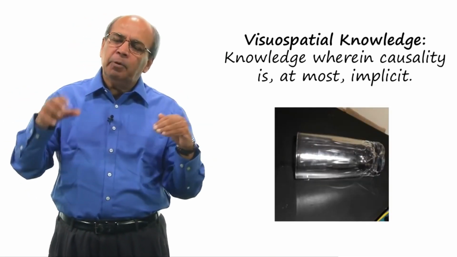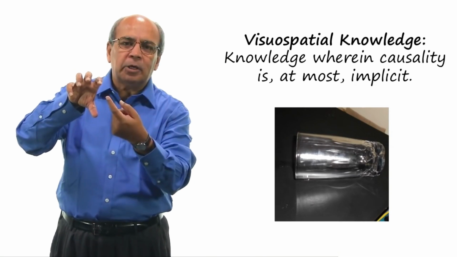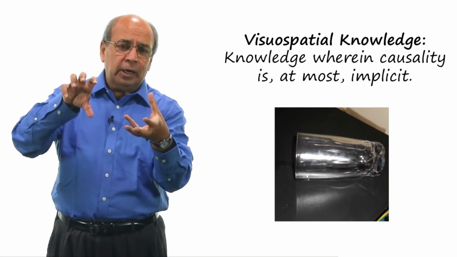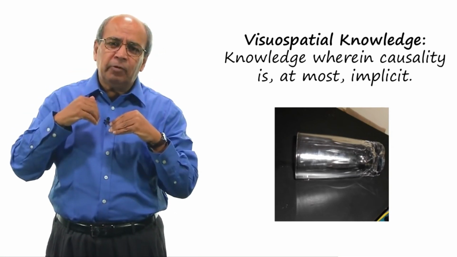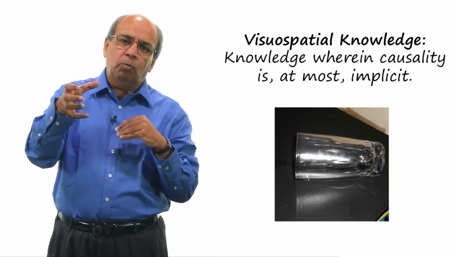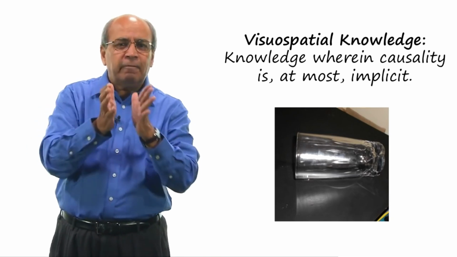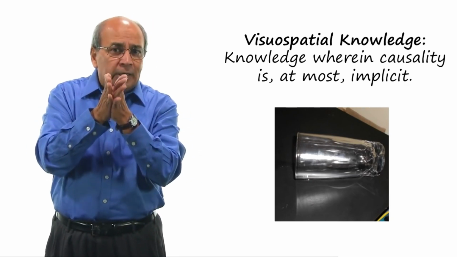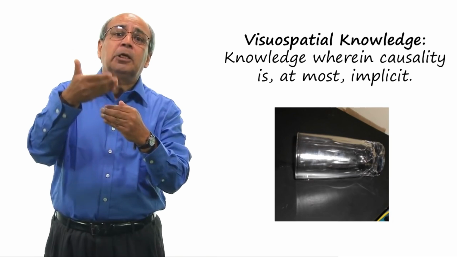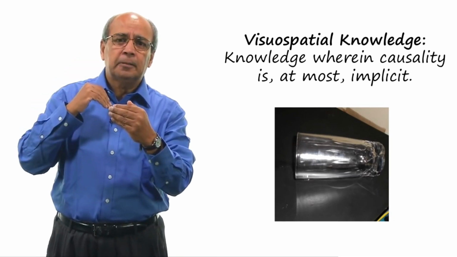Imagine a picture in which there is a cup with a pool of water around it. You don't know where the pool of water came from, but you and I can quickly infer that the cup must have contained the water, and the water must have spilled out as the cup fell. So in visual-spatial knowledge, causality is implicit, but it enables inferences about causality.